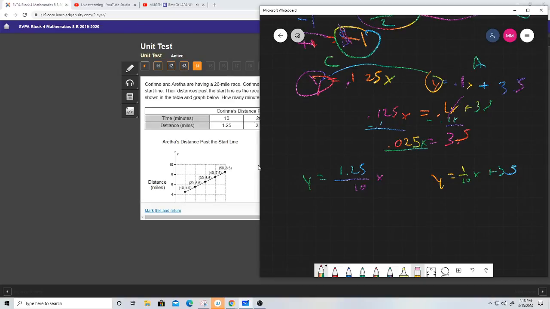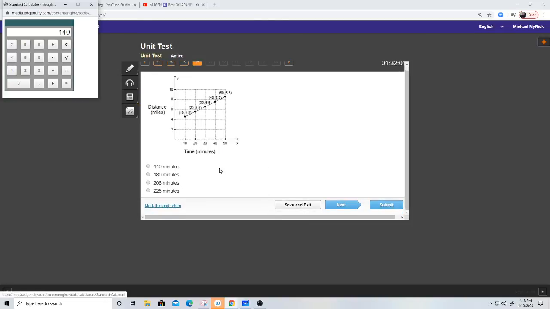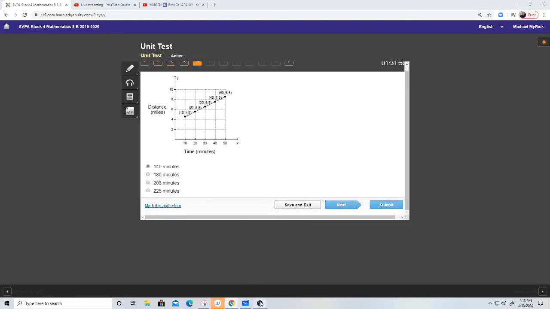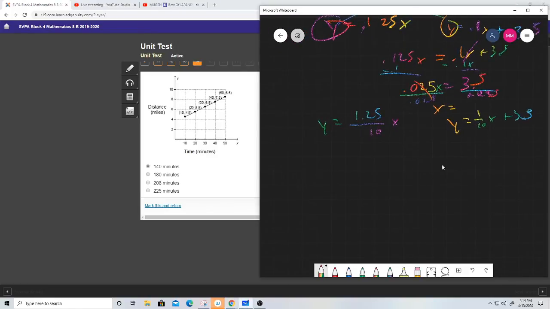You divide both sides by 0.025, and x would equal, using our calculator over here, 140 minutes. And then down here, I just want to see if this is easier by hand. So just to finish this up, x equals 140 minutes, because at the graph, that's where they would meet.